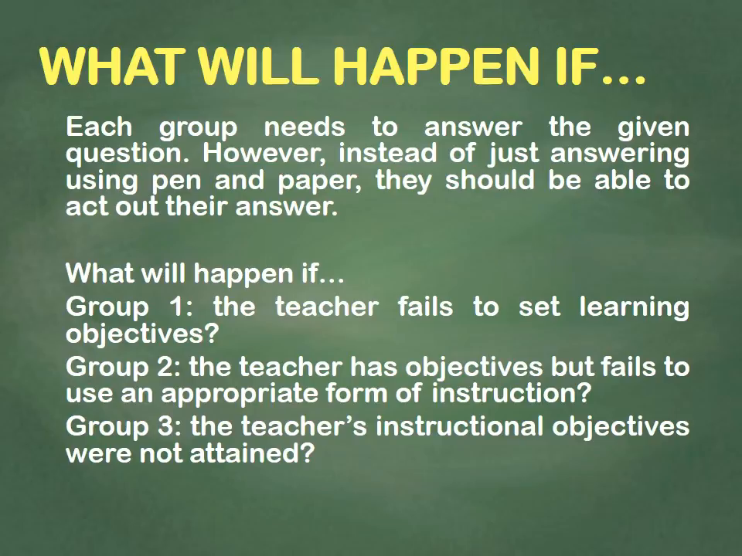For Group 1, what will happen if the teacher fails to set learning objectives? For Group 2, what will happen if the teacher has objectives but fails to use an appropriate form of instruction? And for Group 3, the teacher's instructional objectives were not attained. What will happen if that is the case?